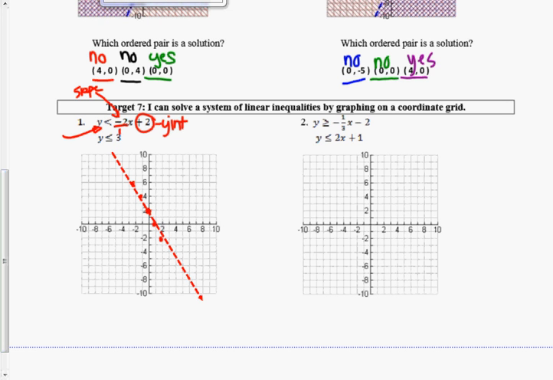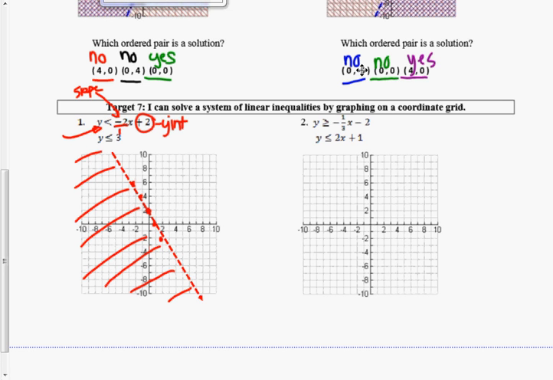When I go to shade, you can plug in a test point. Here 0, 0 would work as a test point because it is not on that line. Or you can read the inequality: y is less than -2x plus 2. So I'm going to shade in everything that is less than it.